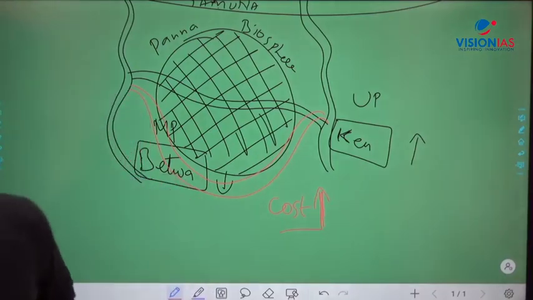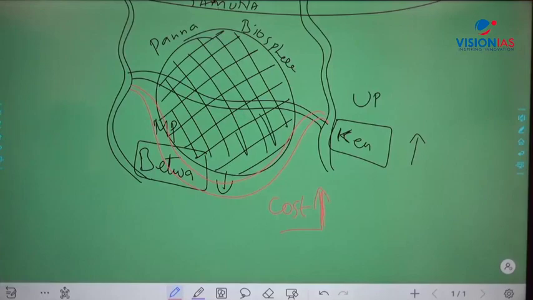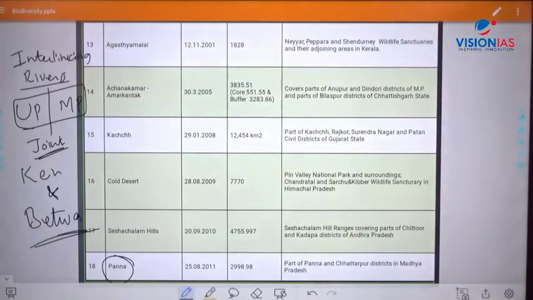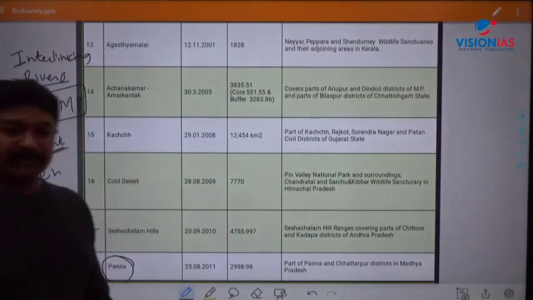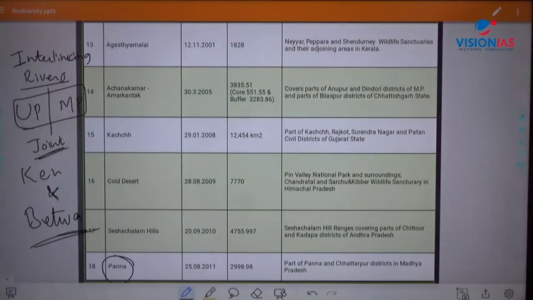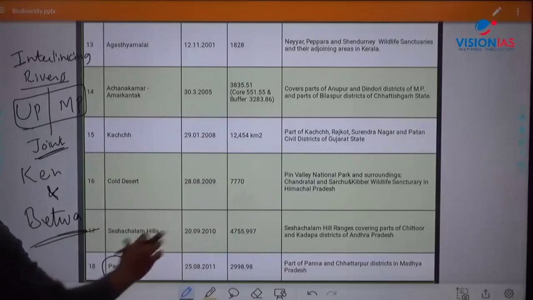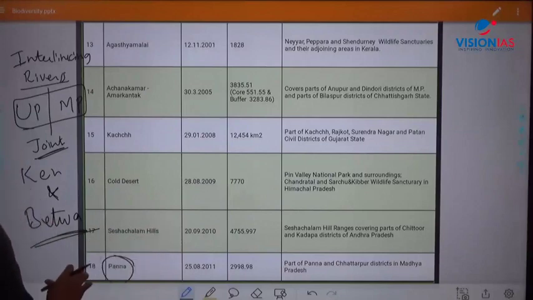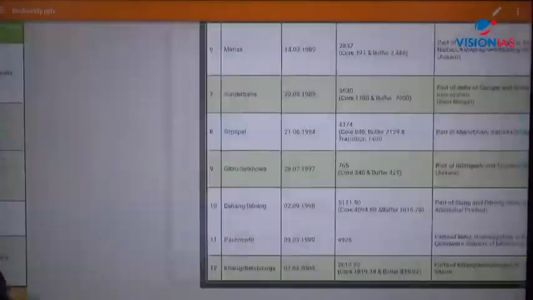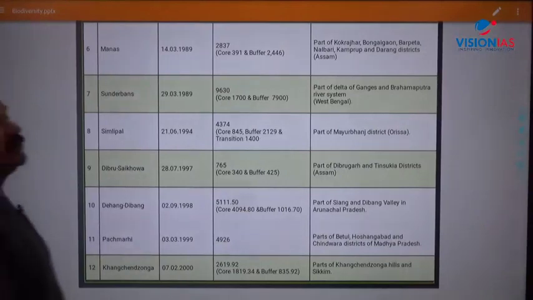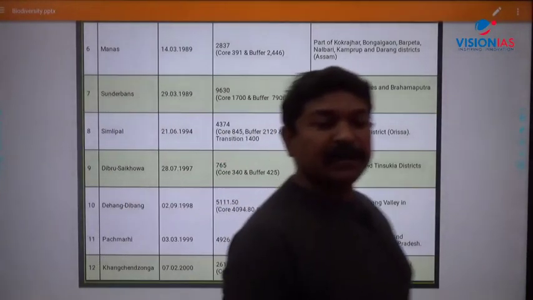Let me talk about some other things. After 12 biosphere reserves, the 13th one, Manas. Write down Manas, it is there on the board. Manas Biosphere Reserve.